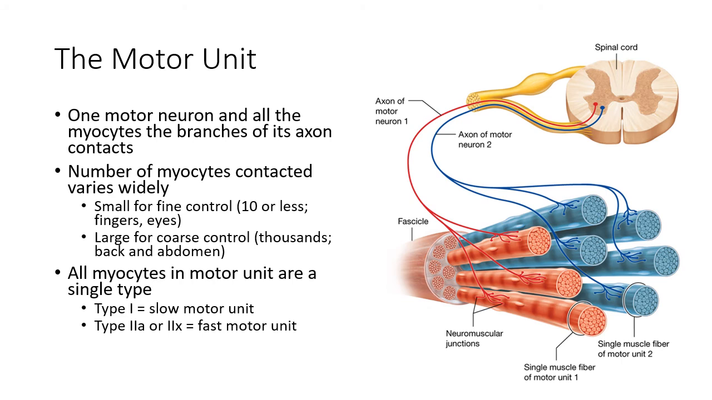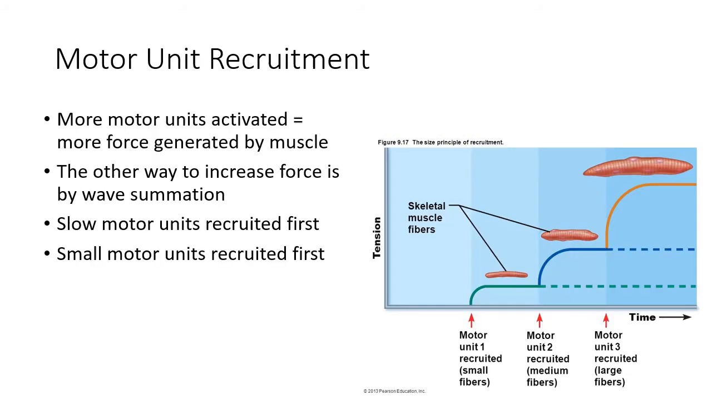So one way of increasing your muscle force is wave summation, but another way is by increasing how many motor units are active at any given time. If you were to activate just the red motor unit, then you would have a little bit of force, but if you were to also activate the blue motor unit, you would have a lot more force. And that's called motor unit recruitment. So the more motor units you have activated in any given muscle, the more force that muscle is going to produce. So you can increase muscle force by wave summation or by motor unit recruitment.